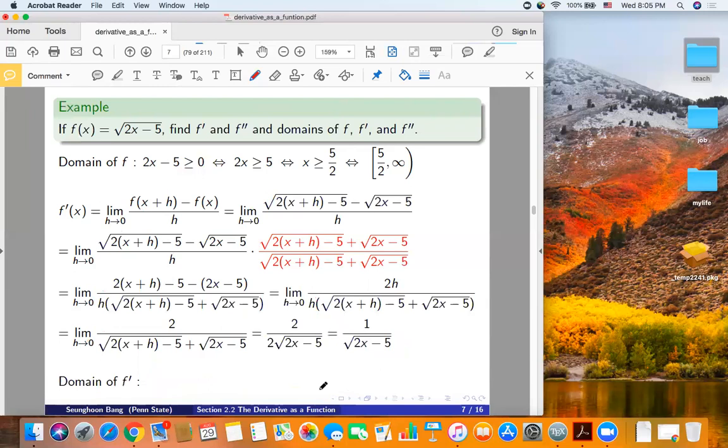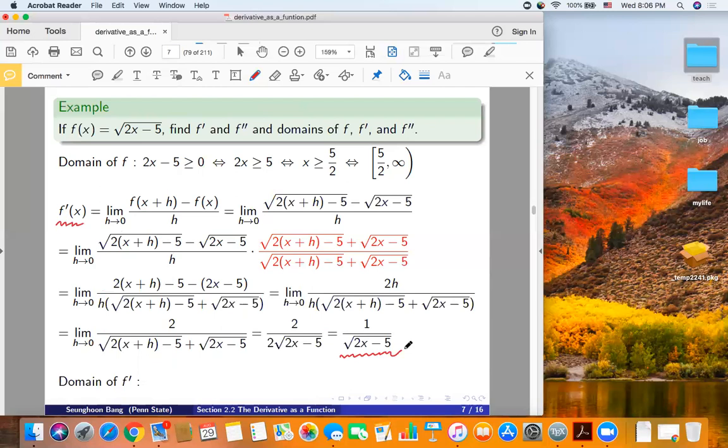What's the domain of f prime? What's f prime of x? F prime of x is this function: f prime of x is 1 over square root of 2x minus 5. How can you find the domain of f prime?